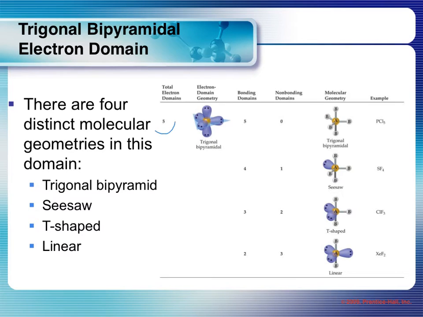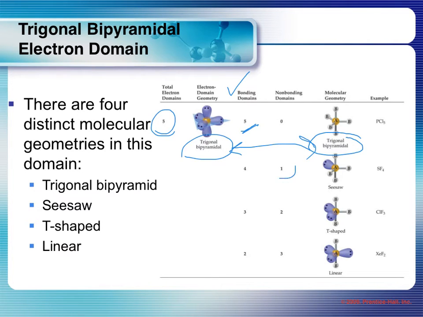All right, so we're talking about 5 electron domains. The electron domain geometry is trigonal bipyramidal. If all 5 of the domains are occupied with an atom, if they're all bonded, then the molecular geometry is called the same, trigonal bipyramidal.